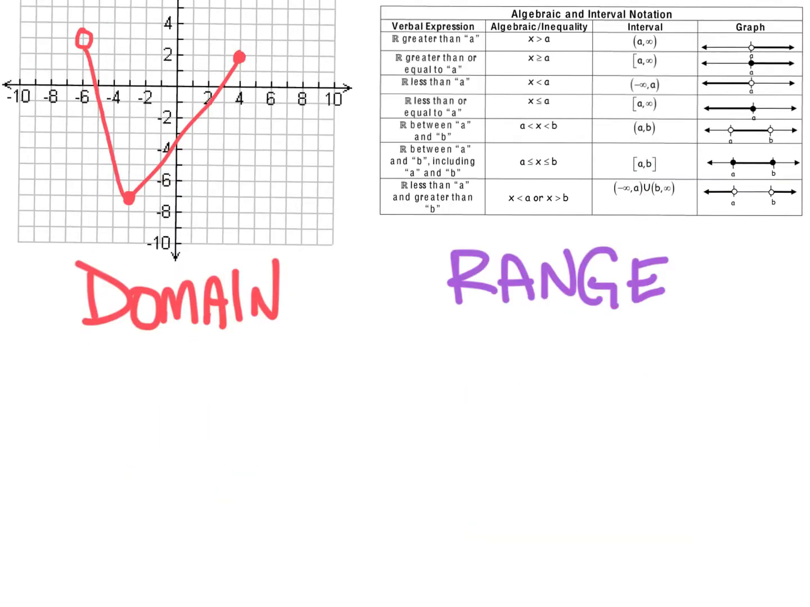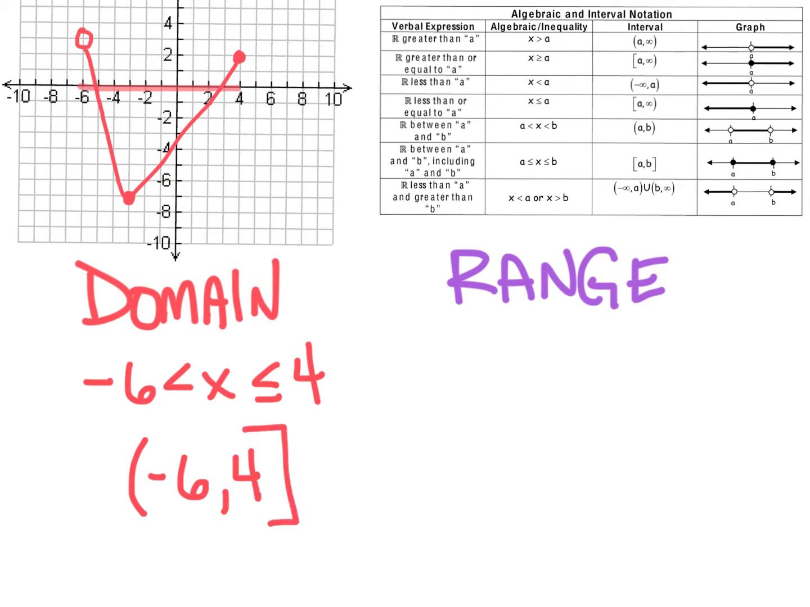All right, so let's do the domain and range of this function here. I'll start with domain. Remember that we'll just go along the x-axis from where it starts on the left to where it ends on the right. All right, so this goes from -6 to 4. And if we notice, whenever you plug in a -6, you get a non-included point, right? So instead of -6 is less than or equal to x, we'll say -6 is less than x, less than or equal to 4. Whenever we have a point that's not included, instead of a bracket, we put a parentheses. So this interval is from -6 to 4, and the 4 is still included.